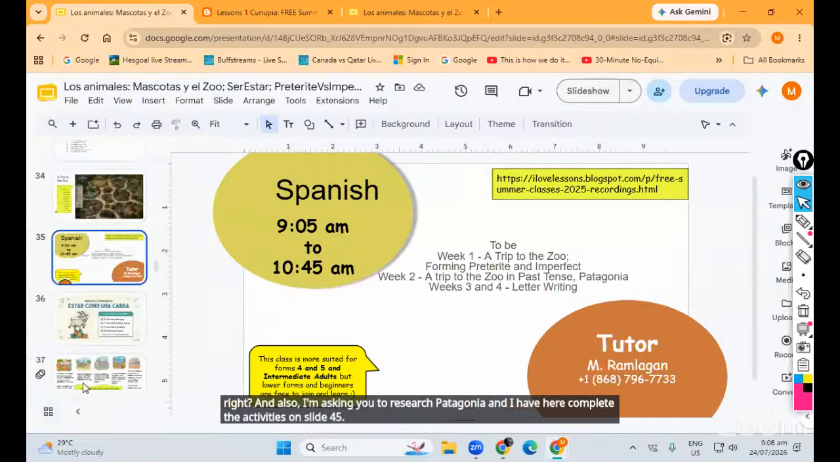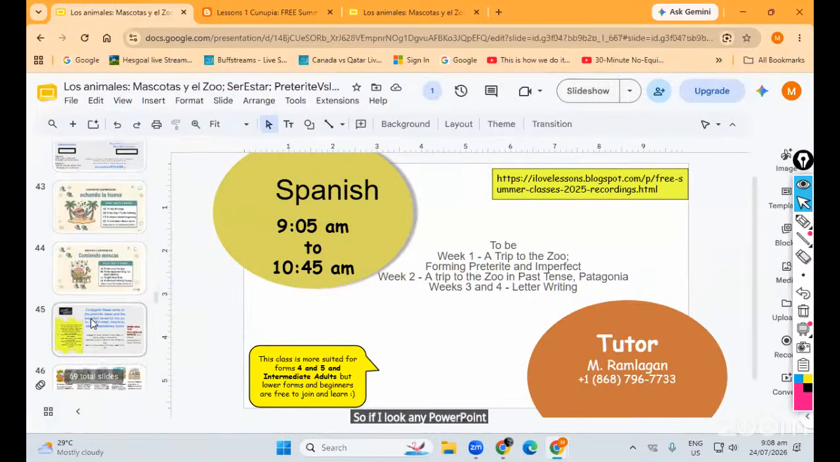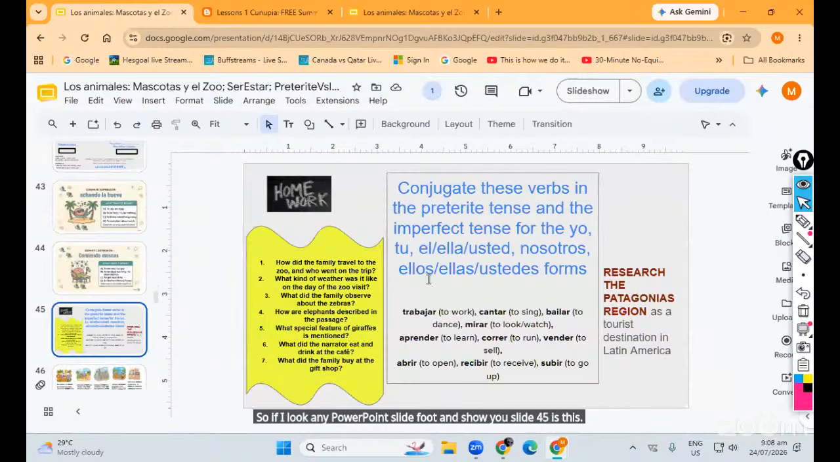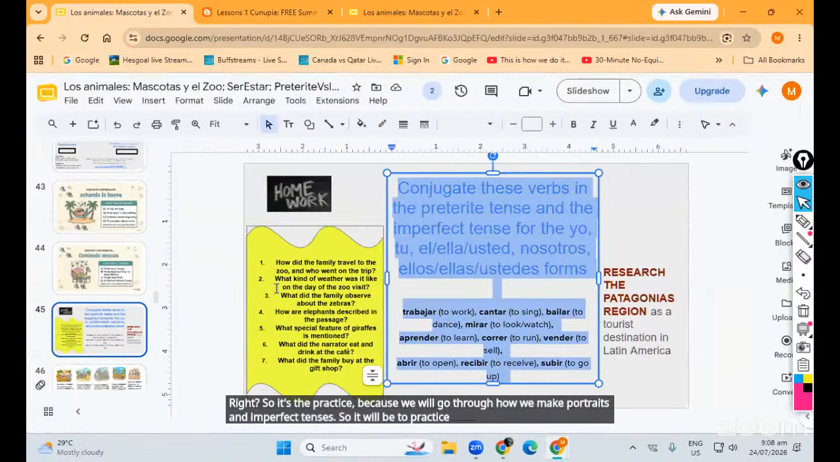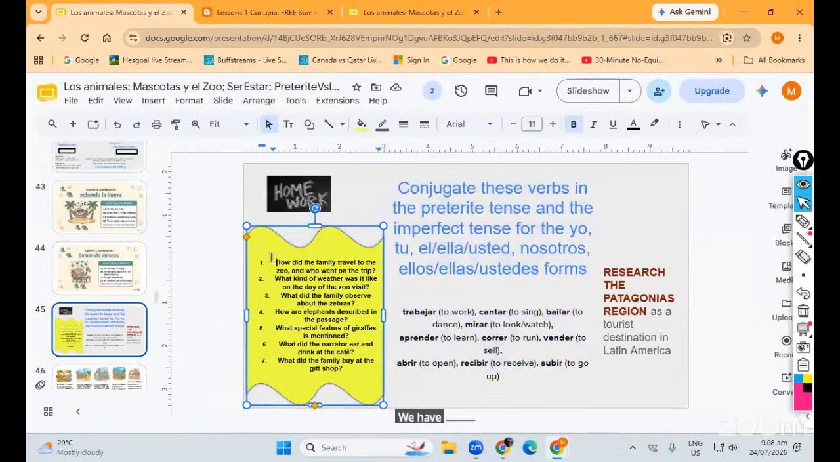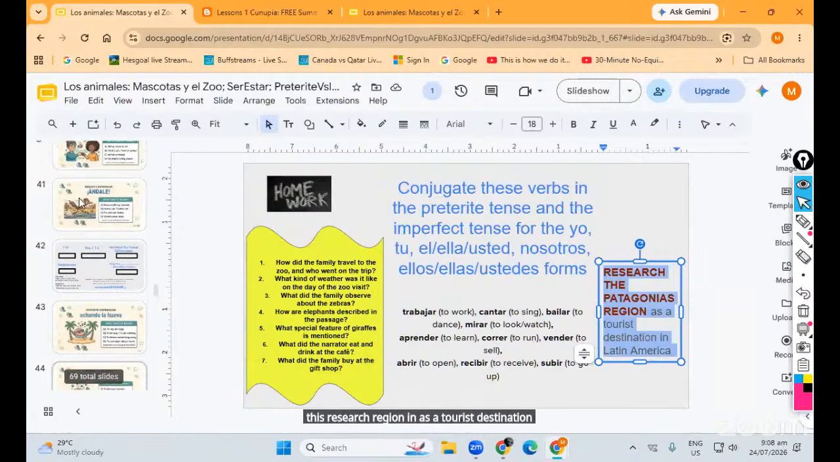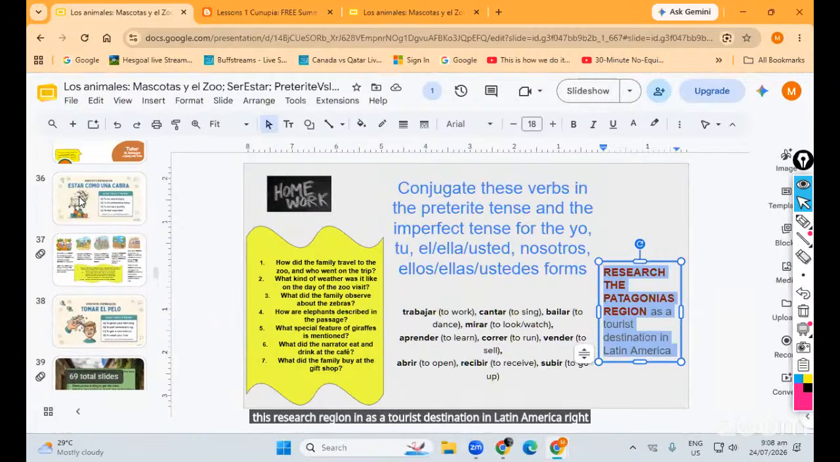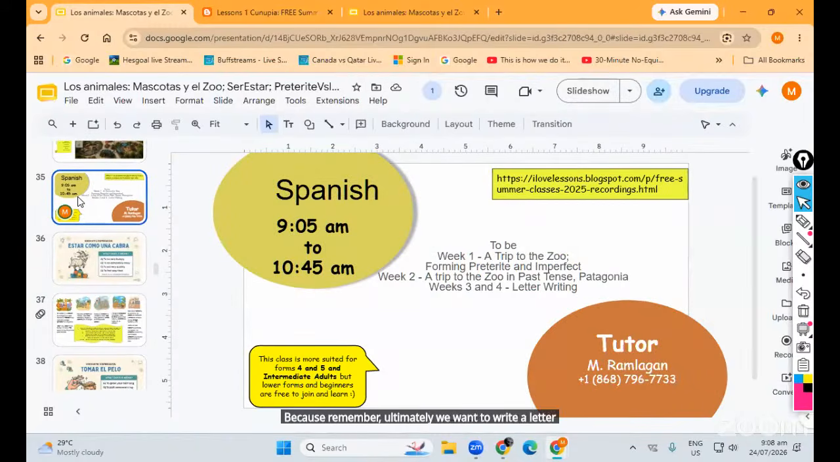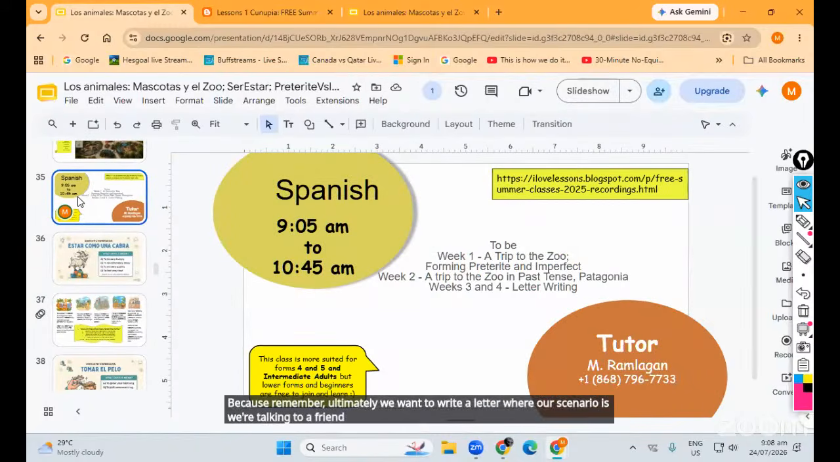So if I look in the PowerPoint slide 4 and I show you slide 45, it is this, right? It's to practice, because we will go through how we make preterite and imperfect tenses. We have a comprehension that we might finish, in which case this will be done. And then this: research the Patagonia region as a tourist destination in Latin America, right? Because remember, ultimately we want to write a letter where the scenario is we're talking to a friend about a trip to Patagonia, right?